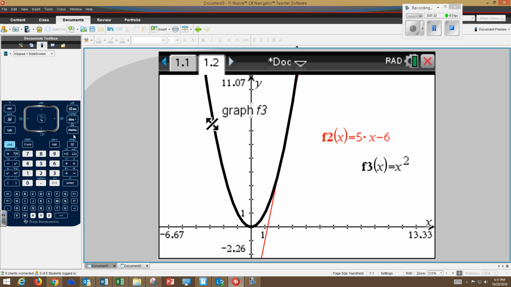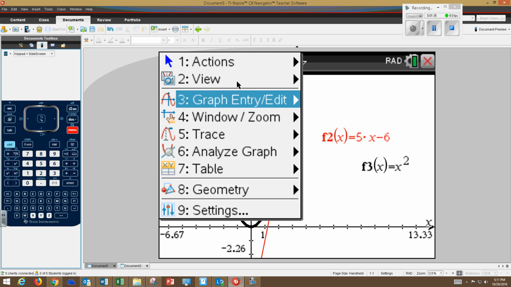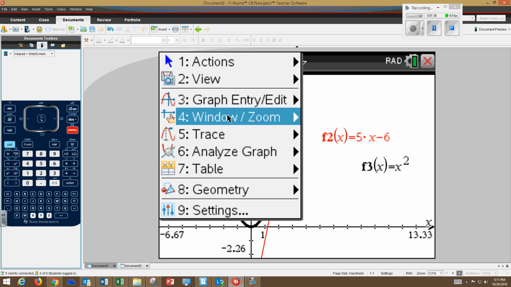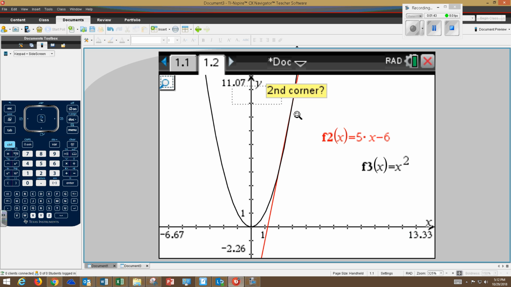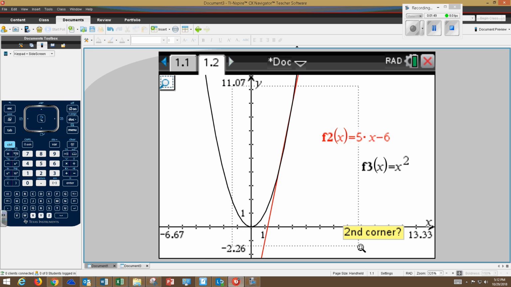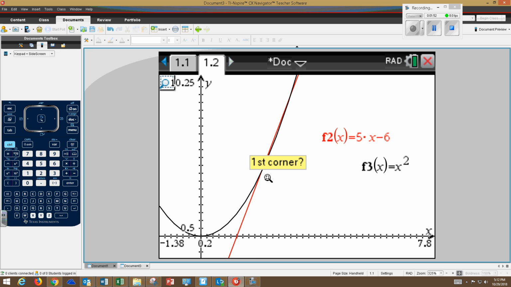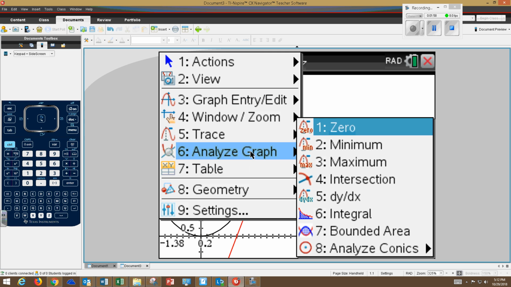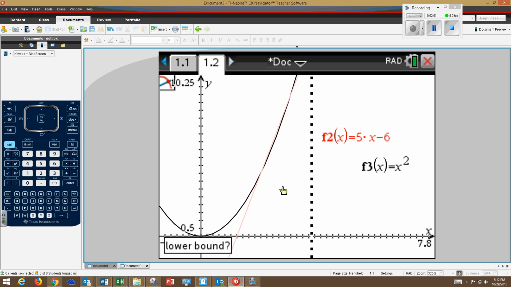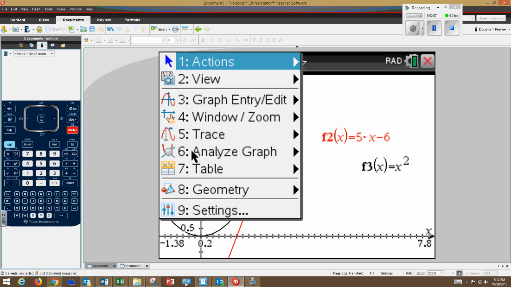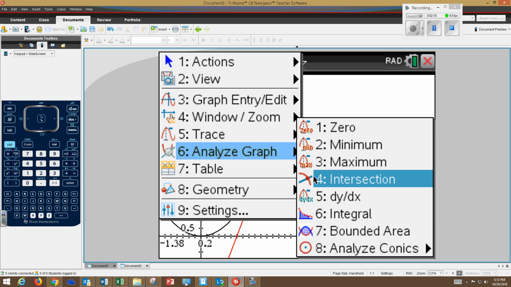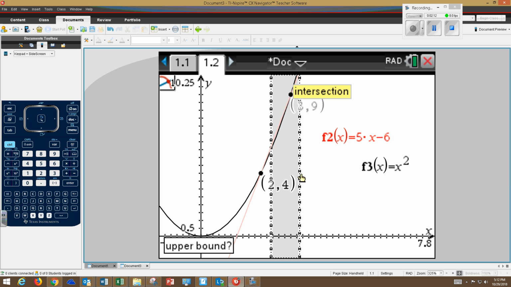As a matter of fact, I'm going to do a little trick and use a zoom box. I'm just going to zoom in on what I believe are 2 intersections here. And it becomes obvious that there's an intersection there, and there's one right there. So let's find these intersections one at a time. Menu 6-4. I need one intersection here and there, and then let's get the other intersection. Menu 6-4. There is one intersection between here and here.